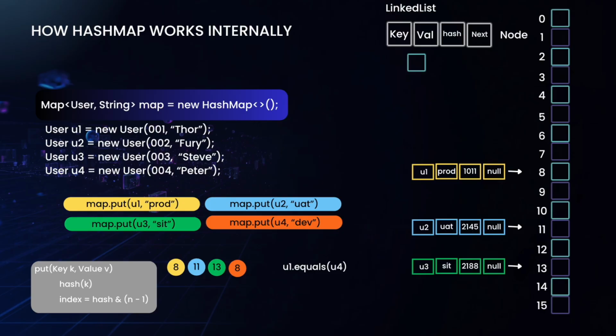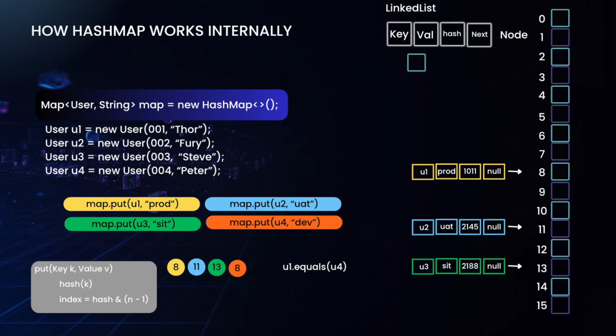All right. So right now, assume u4 is u1. Let's say u1.equals(u1), which is equal. Initially this data got inserted in the bucket. Later, in place of prod, dev is going to be inserted. But right now in our case, u1 key and u4 key are not equal to each other. Correct? It's not equal, right?